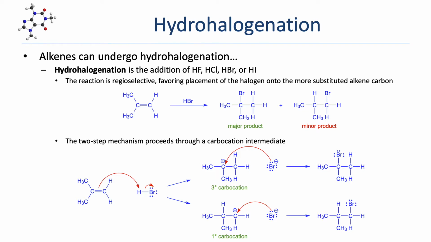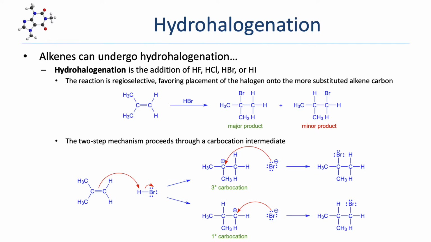You can see that the first product has the bromine attached to the leftmost carbon of what used to be the alkene, and the hydrogen is attached to the right carbon. And in the second product, it's reversed. The hydrogen atom is attached to what used to be the left carbon of the alkene, and the bromine is attached to the right. And when hydrohalogenation is performed on an asymmetrically substituted alkene, it is regioselective. The reaction favors placement of the halogen onto the more highly substituted alkene carbon, giving rise to the more highly substituted alkyl halide product. Let's take a look at the reaction mechanism.